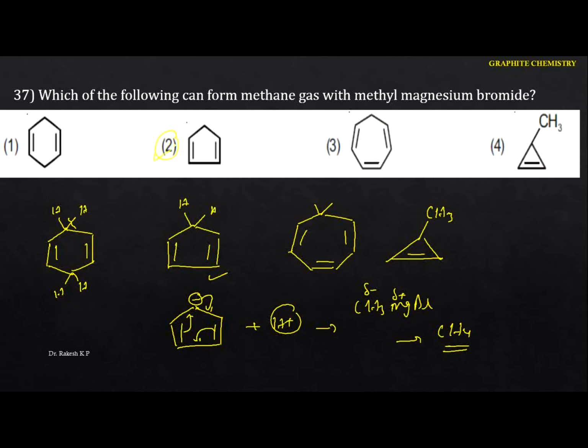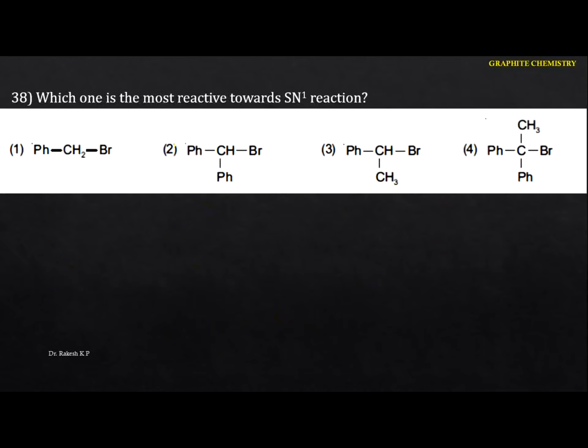So next one, which one is the most reactive towards SN1 reactions? Let me write the particular carbocations, because in SN1 we are having a two-step reaction mechanism. The first step is the formation of carbocation. I'm directly writing the carbocation, because whenever it breaks at this bond here, this carries the carbocation. So it is a benzyl carbocation.